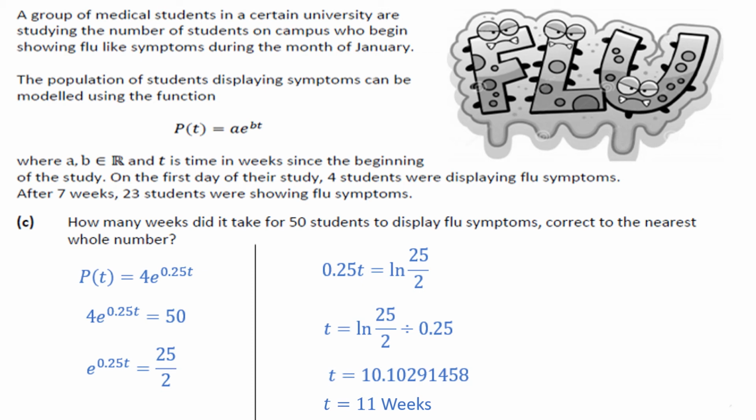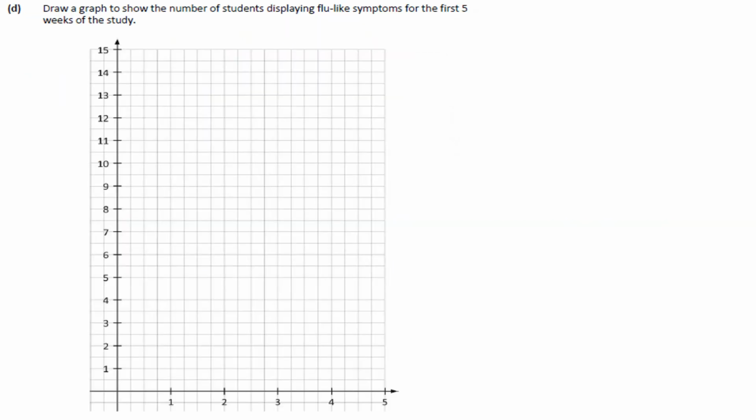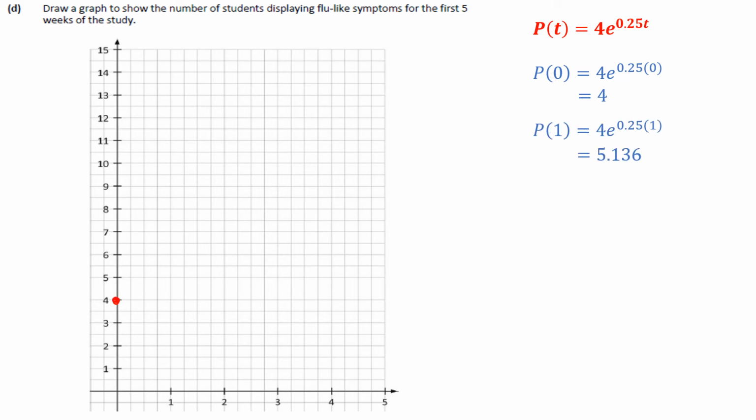Part D, draw a graph to show the number of students displaying flu-like symptoms for the first 5 weeks of the study. So what I'm going to do is take my original function and work over the first 5 weeks. We can sub in t equals 0 and get 4, or you can use the fact that we've already worked out that the initial answer was 4. So let me plot the points as we go. That is 0, 4. That's our starting point. Then we try when t is 1.